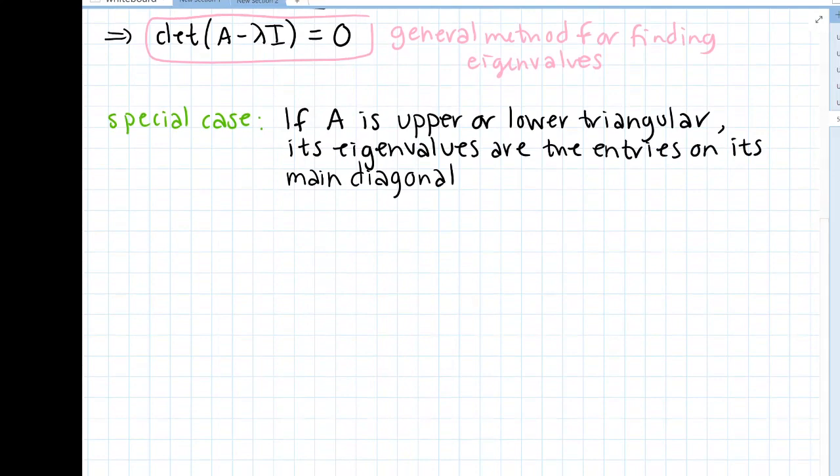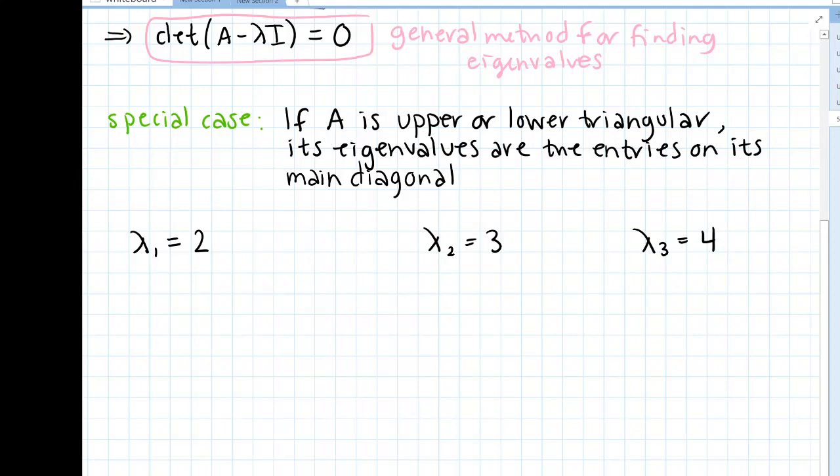Okay, so in this special case, we have 3 eigenvalues. So we can say lambda 1 is equal to 2, lambda 2 is equal to 3, and lambda 3 is equal to 4.